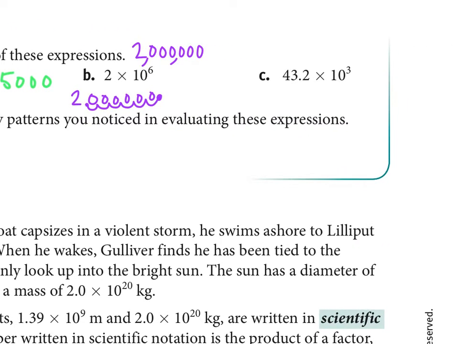One last one, 43.2. Okay, the decimal's in between the 3 and the 2 right now. If I wanted to multiply that by 10 to the 3rd, I'm going to move the decimal 3 places to the right. 1, 2, 3. It's now going to be there. We will have zeros there and there. So our final answer would be 43,200. Okay, and these are getting close to scientific notation.